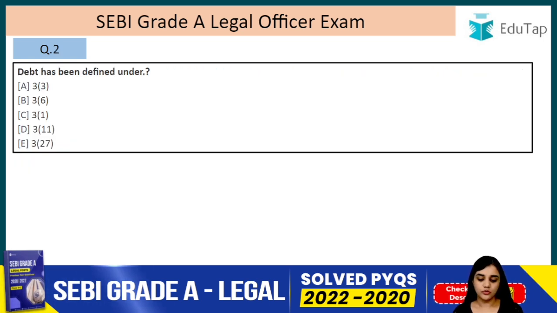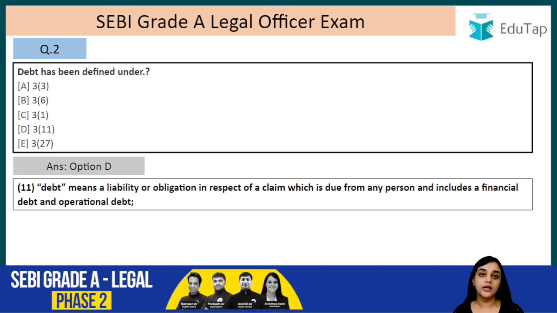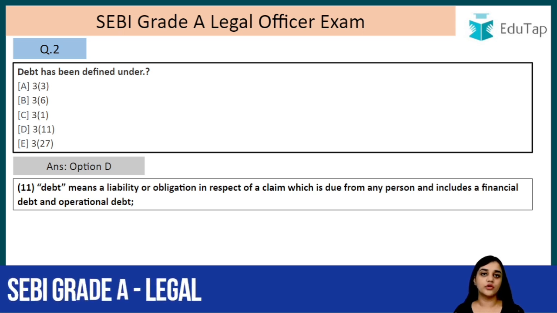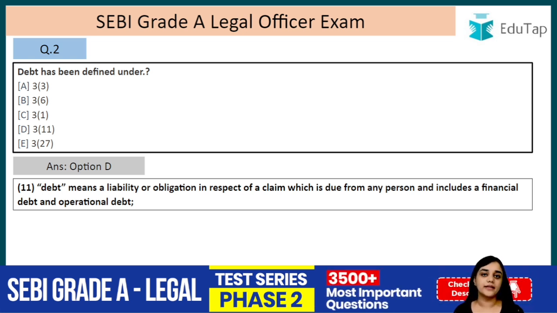Moving on, question number 2. Debt has been defined under, the answer is option D, that is 3(11), right? Now what is debt? Let's take an example. There is a company, let's say A Limited. It goes and applies for a loan to a bank, and the bank gives the loan to A Limited. Now A Limited is what? A Limited is a corporate, and at the same time it is a debtor because it has a debt due to the bank, right?